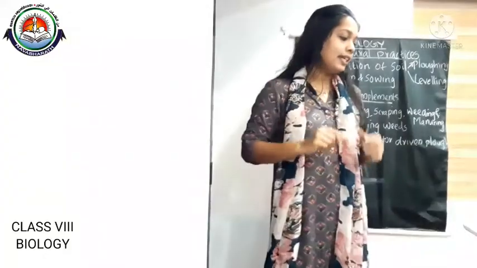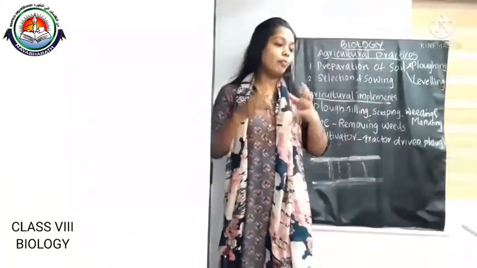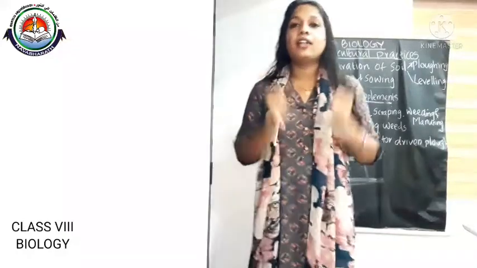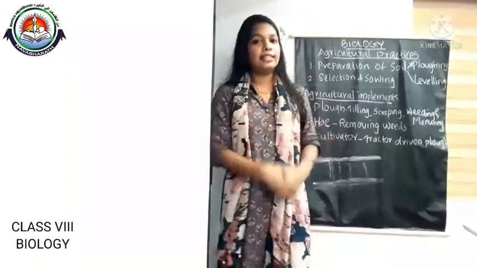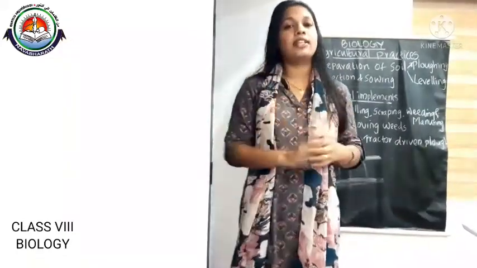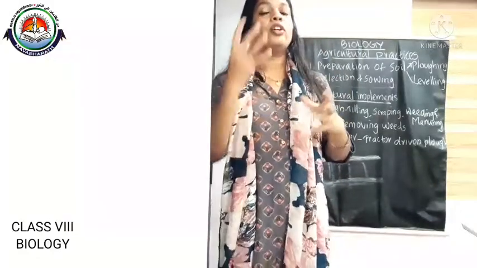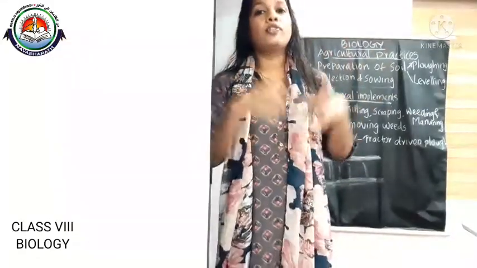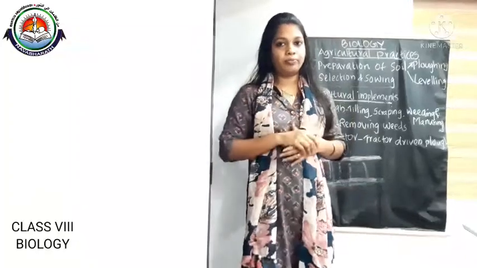And there are certain reasons why leveling is done. First reason is the plowed field may have big pieces of soil called crumbs, and those must be crushed before sowing the seeds. So that is the first reason. Before sowing, the bigger particles of soil must be crushed.